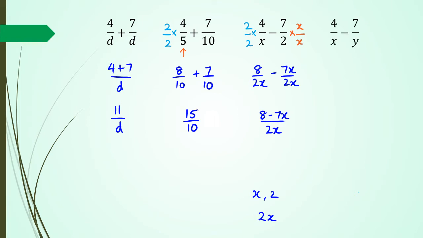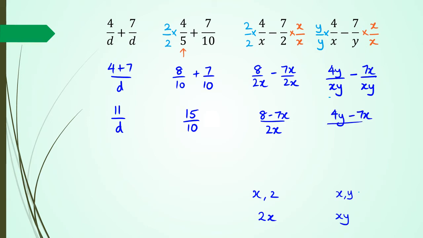Okay, so what about when we have two letters? This follows the same idea as the previous example I've worked. Between x and y, the least common multiple will be xy. So with the first term, I'm going to multiply the denominator by y and the numerator by y. And for the second term, I'm going to multiply the numerator by x and the denominator by x. Because when I do this, I've got y times 4, which is 4y, divided by xy, minus 7 times x, divided by y times x, which can be written as xy. Simplifying this, I've got 4y minus 7x divided by xy.